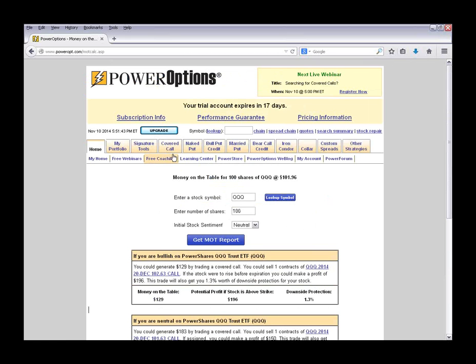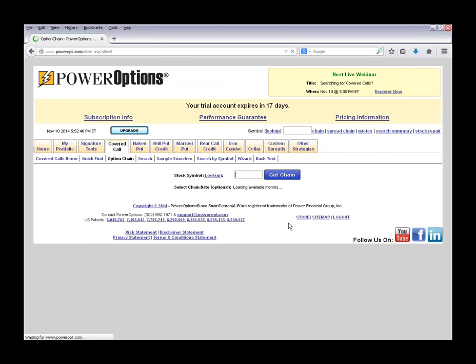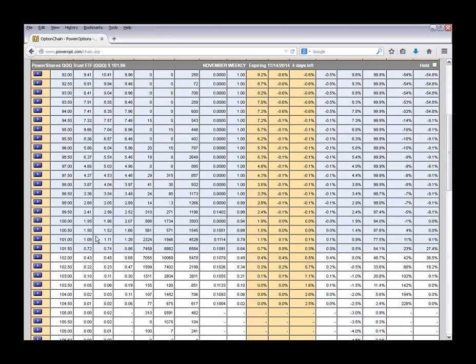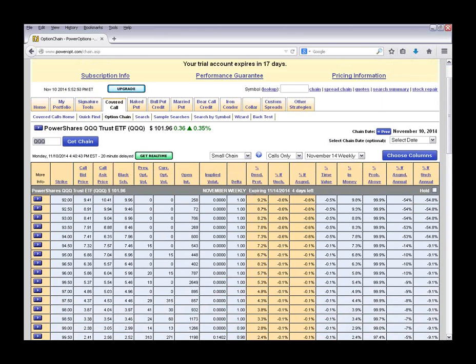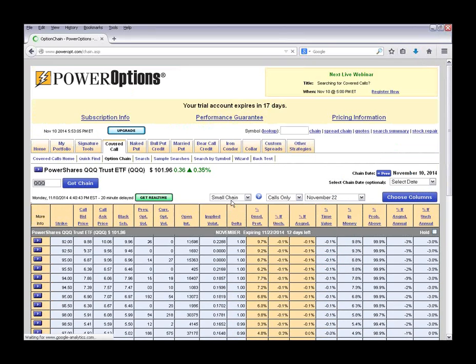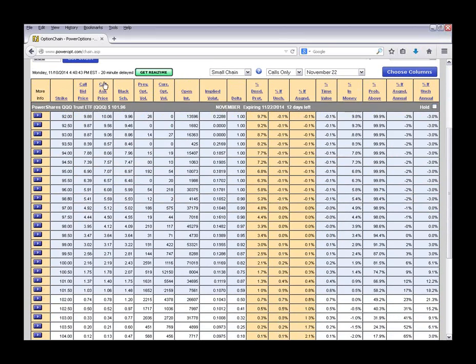This is why I prefer to use the option chain. Under the covered call tab, I'll click option chain when I'm looking for covered calls one stock at a time. Let me go ahead and type in QQQ. Let's just click get chain. All right, so we have our whole list of expiration dates and strike prices. Well, here's the one that's 4 days out. Well, let's go to November expiration. I'm going to keep it just calls only. We're going to look at the small chain.